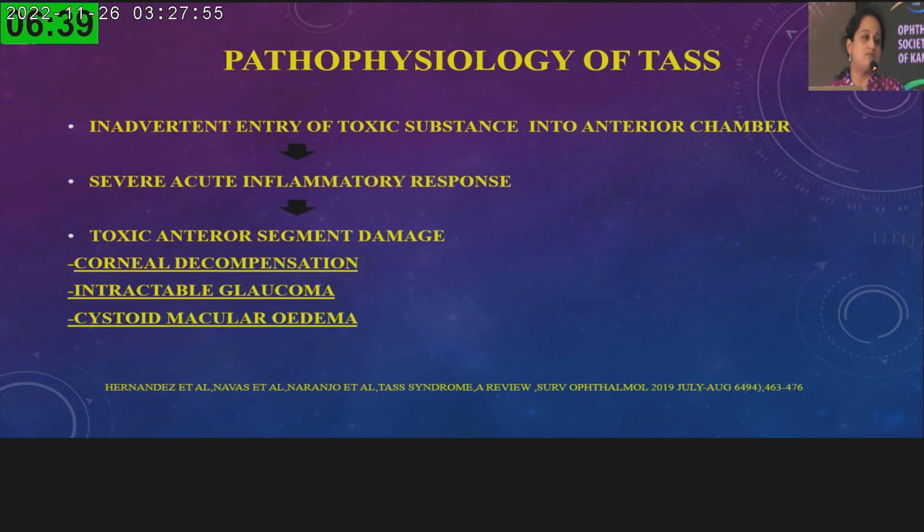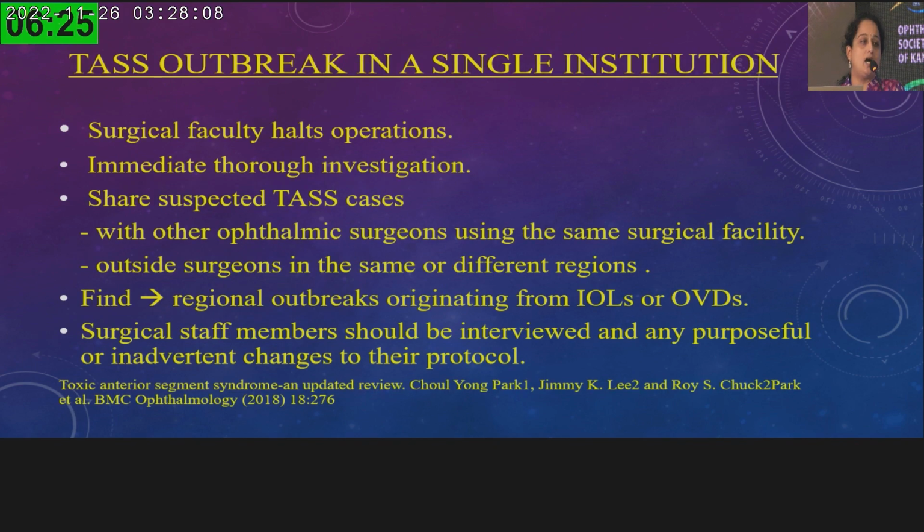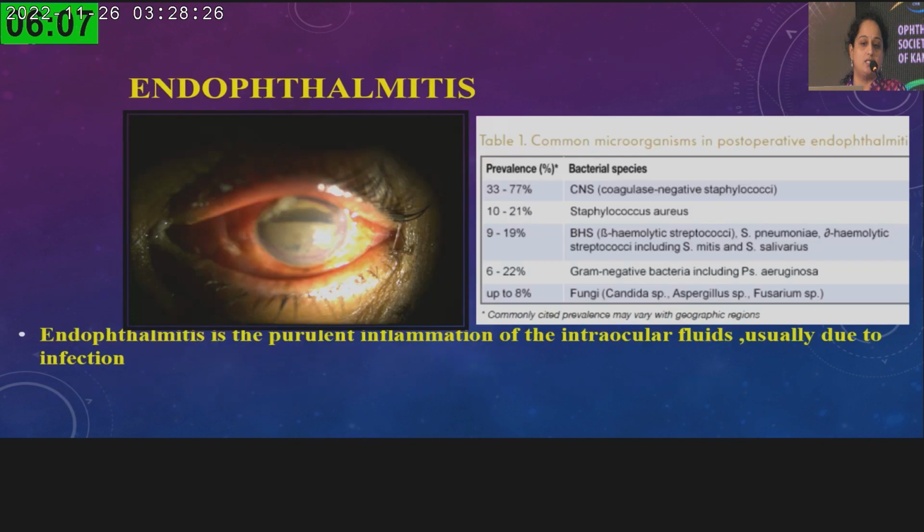So what happens is when the toxin enters the eye, there is a severe inflammatory response with anterior segment damage. If not treated properly, it can lead to corneal decompensation, intractable glaucoma and cystoid macular edema. So when a TASS outbreak occurs in an institute, the surgical faculty halts the procedures and a thorough investigation is undertaken. It is discussed among the colleagues and other colleagues in the region, and you have to find out the source. And the theatre staff and OT protocols have to be reviewed and, if necessary, changed.